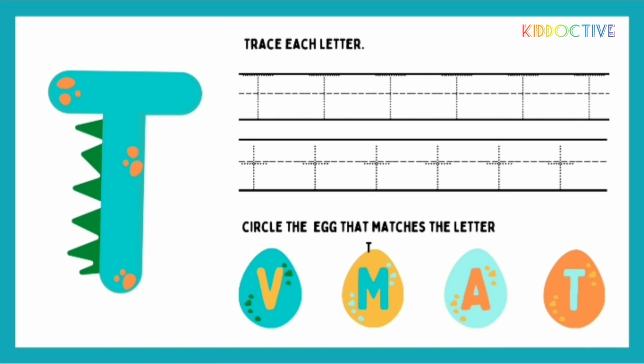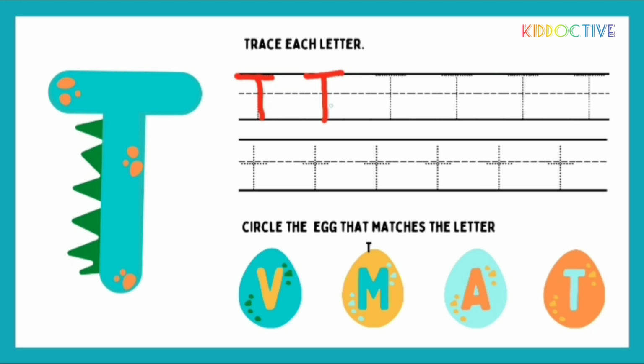Now comes letter T. We are going to write the letter T. Sleeping, standing line. Sleeping, standing line. Now, the small letter. Standing line in the middle, one sleeping line. Circle the egg that matches the letter T. Where is letter T? Letter T at the end. Very good.